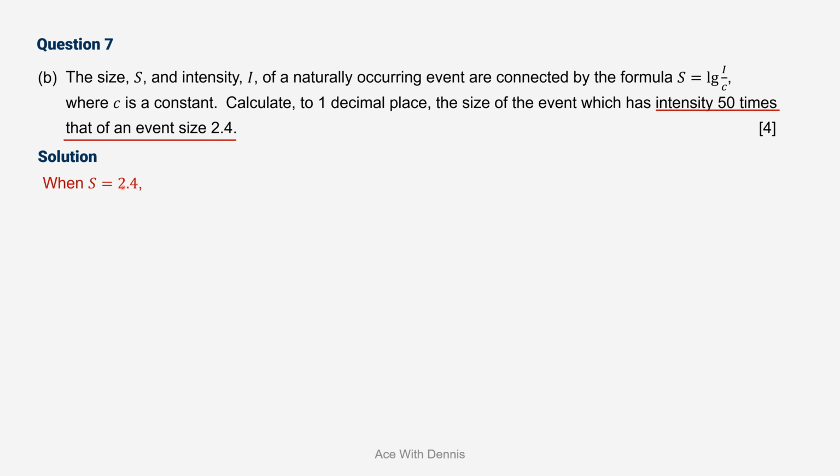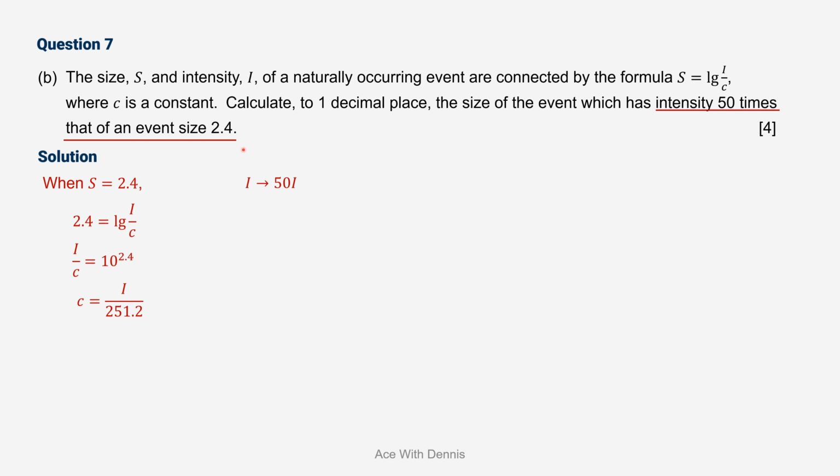So I will substitute S equals 2.4 into the formula, which gives 2.4 equals log I over C. Rearrange this formula to make C the subject. So I over C equals 10 to the power of 2.4. Then C will be I over 251.2. So I know the expression for C. Then I move on to answer the question.